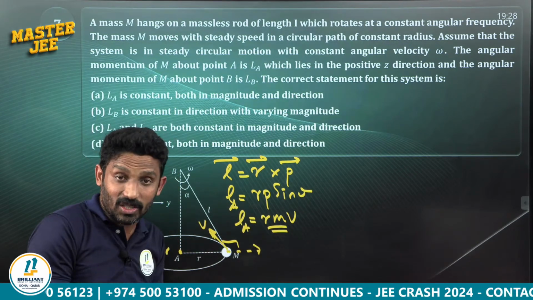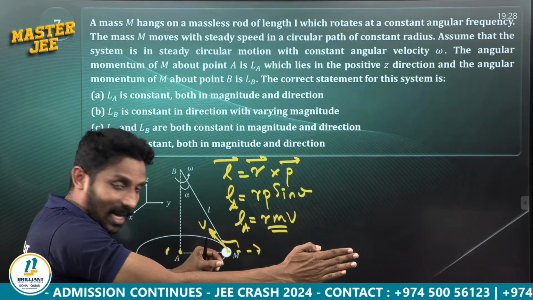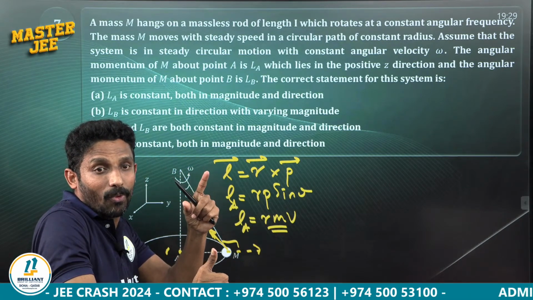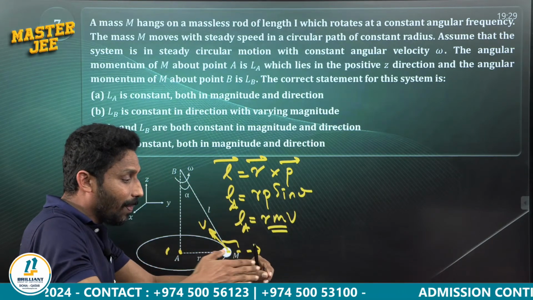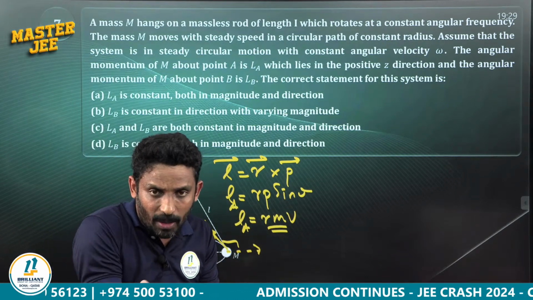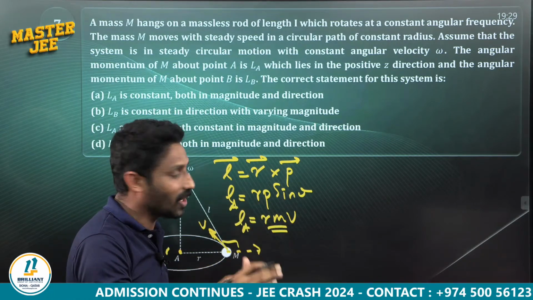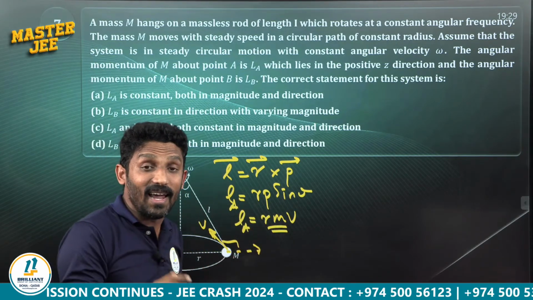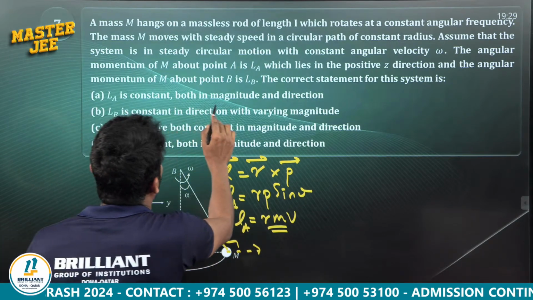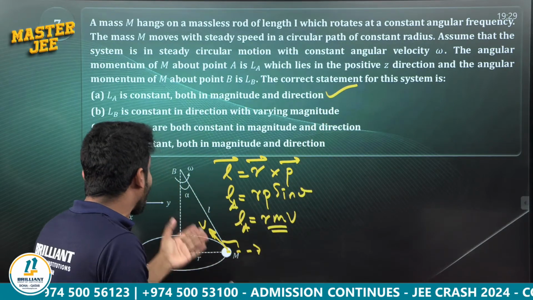And what about its direction? The direction of vector r is in this way and the direction of vector v is in this direction. So r cross p is upward. Whenever the object reaches here or here, that r cross p will be upward. Means the direction and magnitude are the same, so LA is constant in both magnitude and direction. This option itself is correct, so no need of checking what about LB.